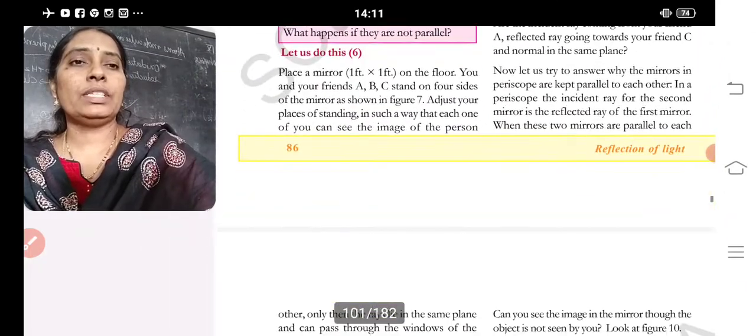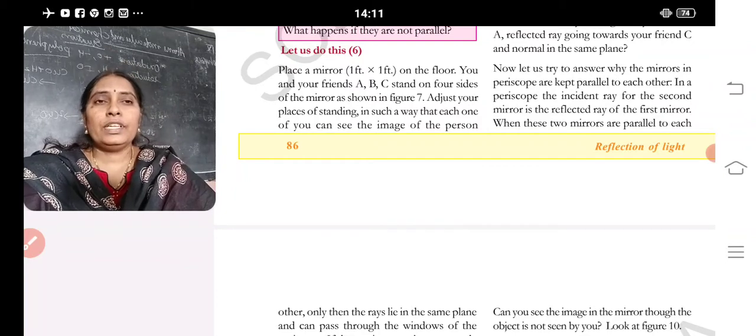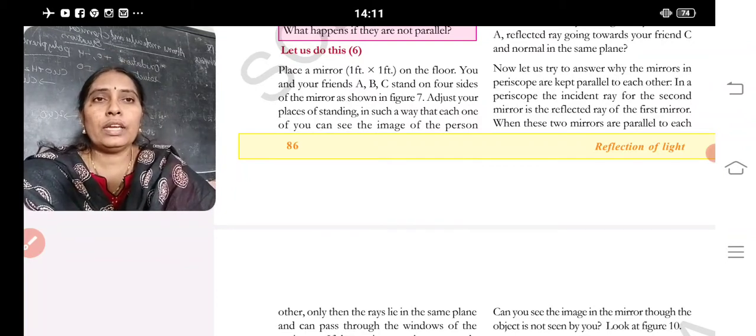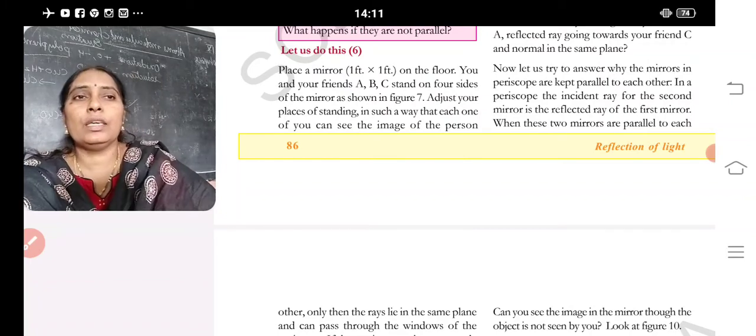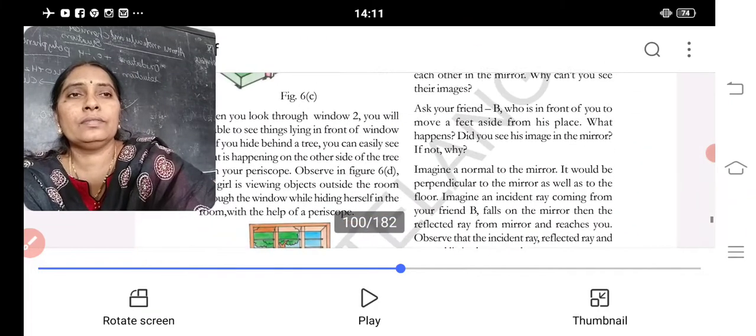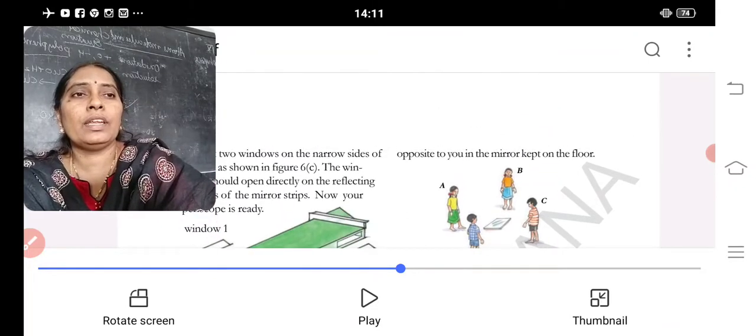A simple game is given. Let us do it. Place a mirror 1 foot by 1 foot on the floor. You and your friends A, B, C stand on 4 sides of the mirror as shown in the figure. Adjust your places in such a way that each of you can see the image of the person opposite you in the mirror kept on the floor.